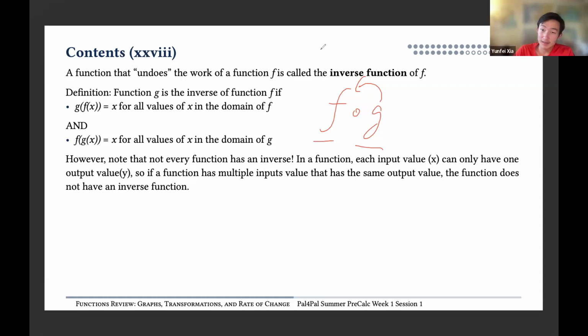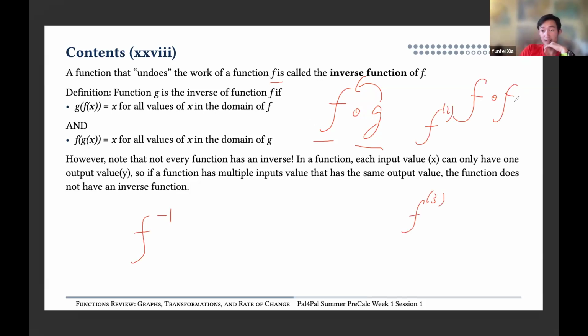But there are also examples of operations that only need one function, and inverse is one such example. For inverse, we denote it as f to the negative 1. This is because for composition, if you compose f with itself, sometimes you write it as f squared, sometimes f cubed if you compose it 3 times, and in the general case f to the n. But n is a natural number. It cannot be negative.